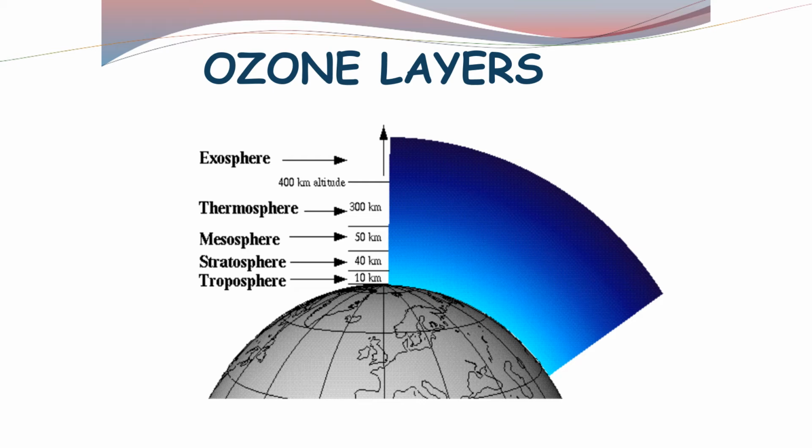In this diagram, you can see the different layers of the atmosphere. There are 5 shown over here. First is the exosphere, at 400 kilometers altitude. Then the thermosphere, at 300 kilometers. Then the mesosphere, at 50 kilometers. The stratosphere, at 40 kilometers. And the troposphere, at 10 kilometers.